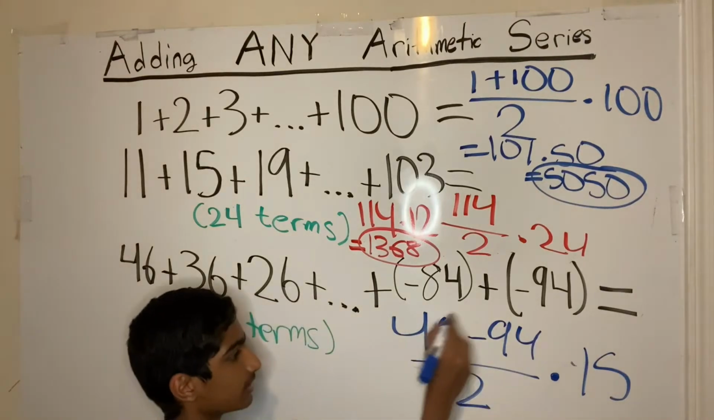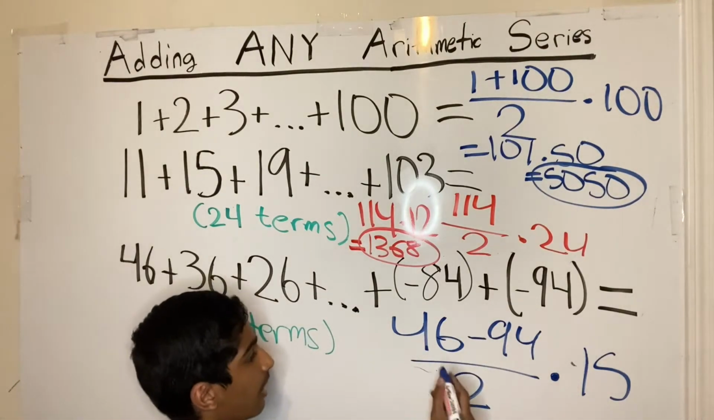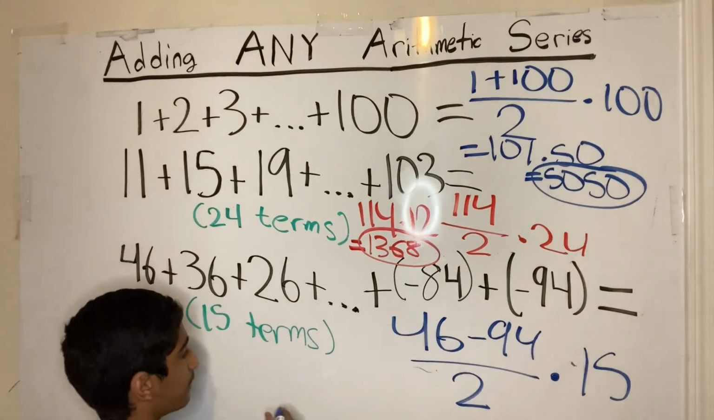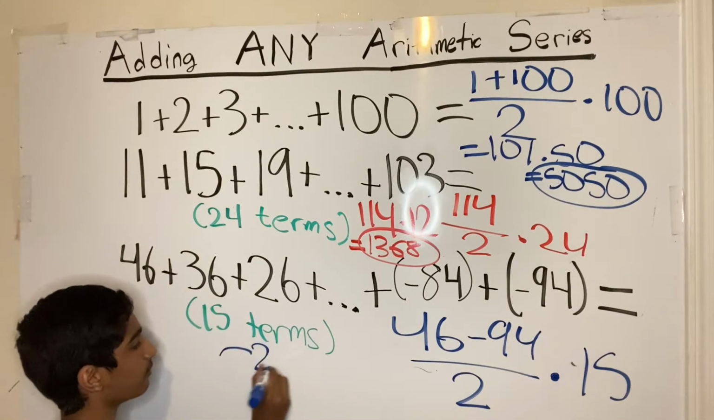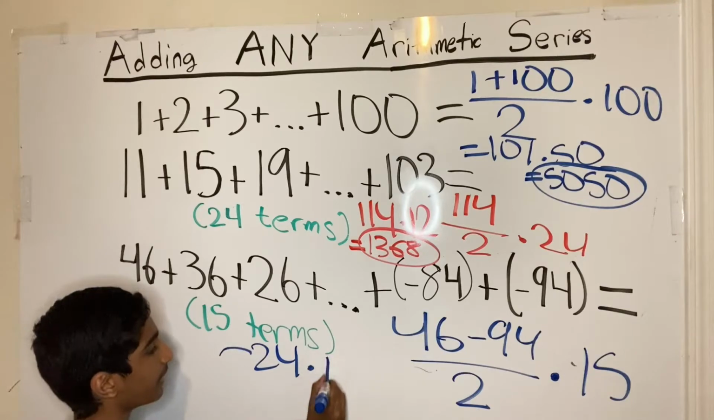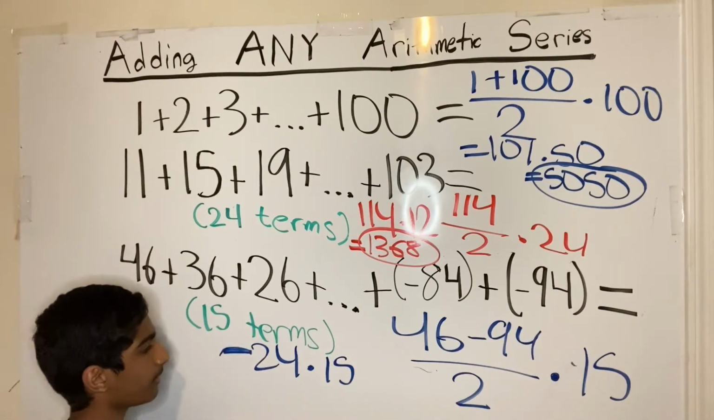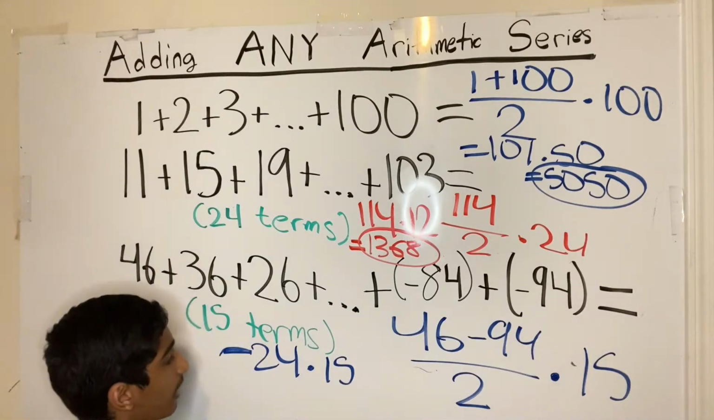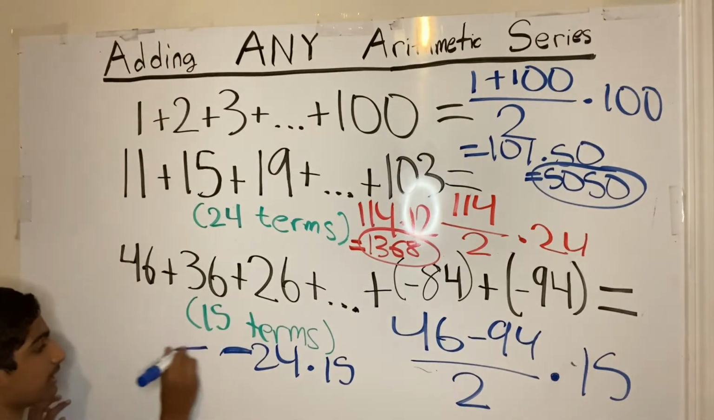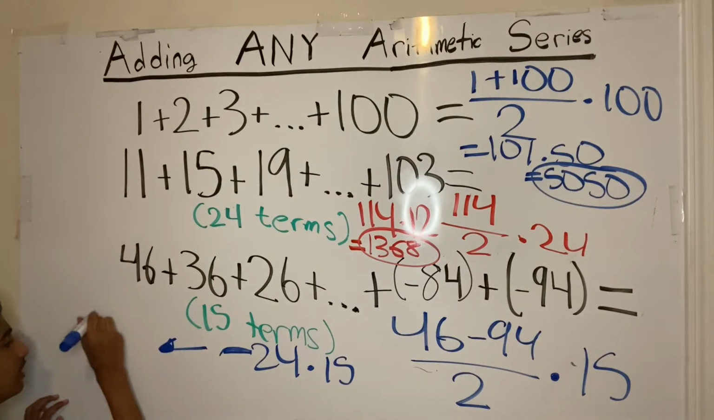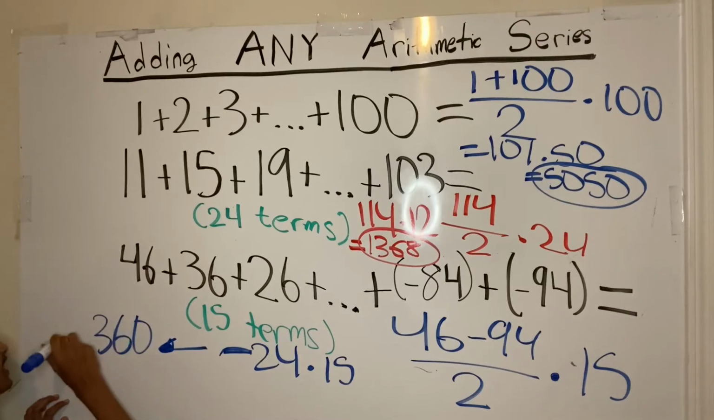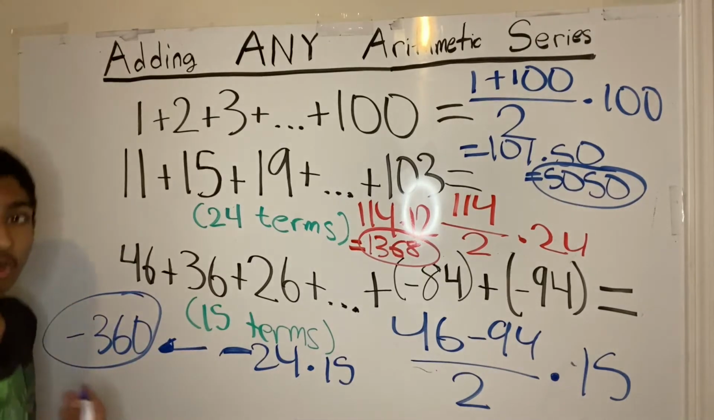In this case, 46 minus 94 is just negative 48, and negative 48 divided by 2 is negative 24. We multiply this by 15. Then, using the trick that I'll cover in one of my videos, this will just be equal to 360, with a negative, of course. And that's all for these examples.